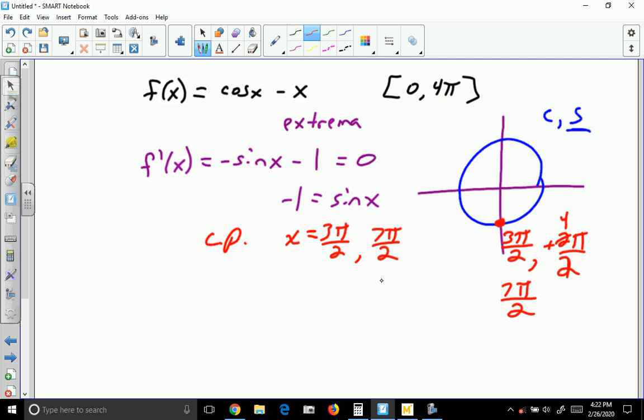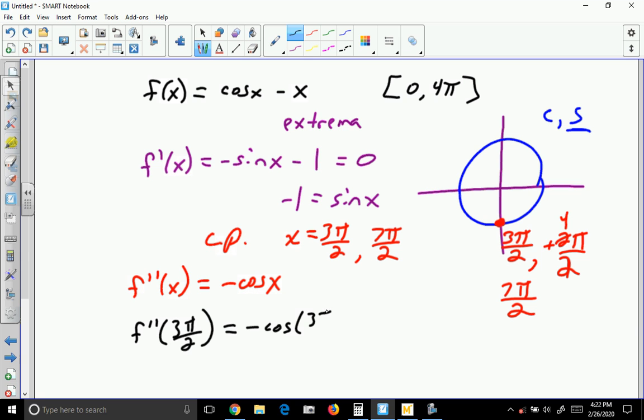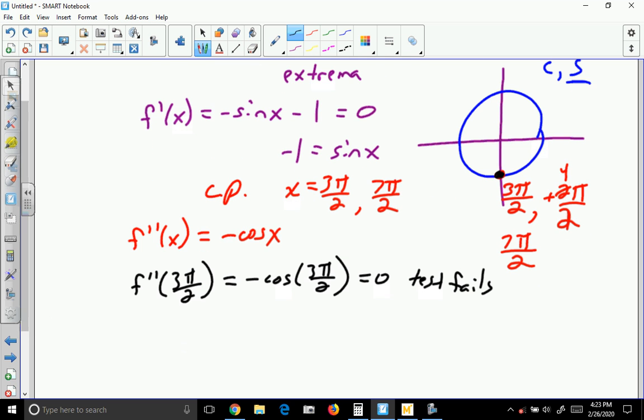So now let's use the second derivative test to find out if these are maximums or minimums. If we take the second derivative, we have a minus, the derivative of sine is cosine, and the derivative of -1 is 0. So if we substitute our values in, we have minus cosine of 3 pi over 2, which is 0. So the test fails. That doesn't mean it's not a maximum or a minimum. It just means we don't know based on the second derivative test.